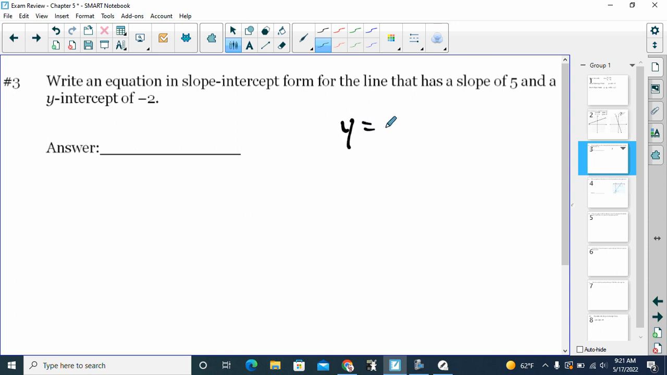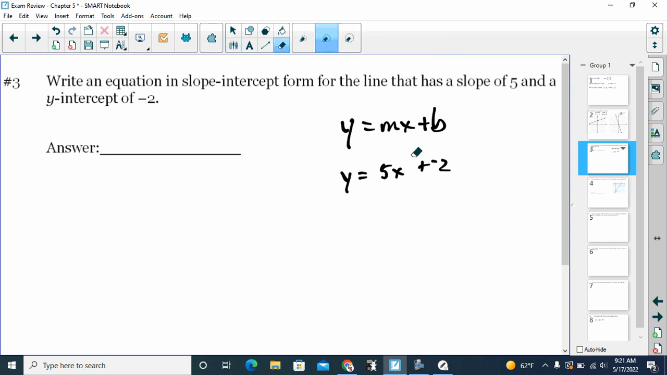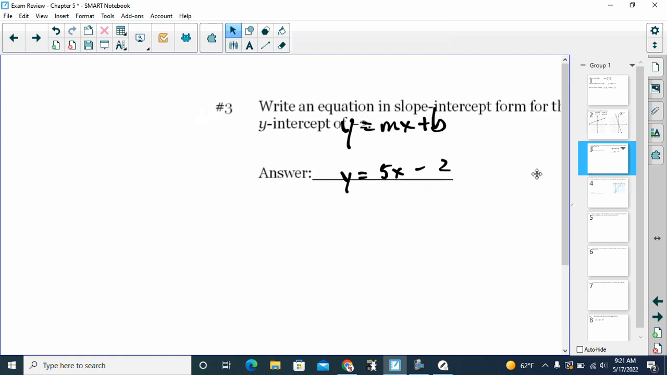So y equals mx plus b, there's slope-intercept form. Slope is 5. Slope we plug in for m, so we have y equals 5x plus my y-intercept. My y-intercept is -2, so plus -2. Plus a negative, we can write that as minus. And that is our answer. Y equals 5x minus 2.